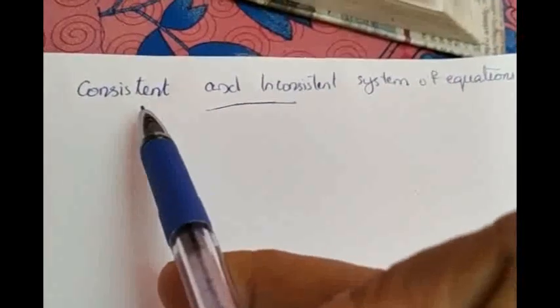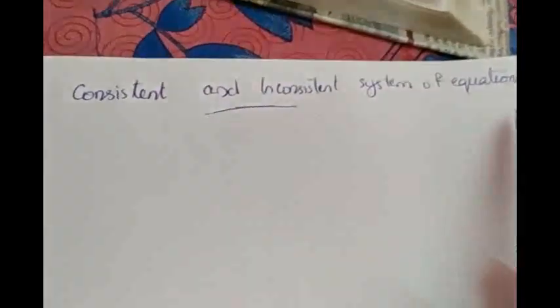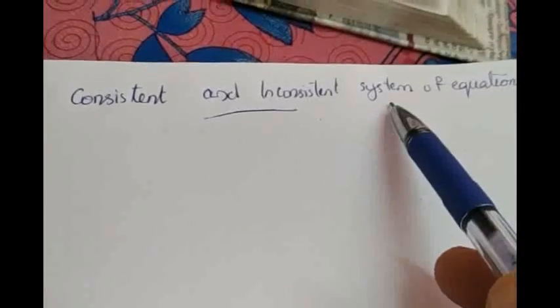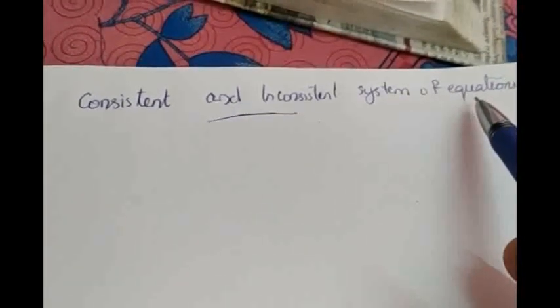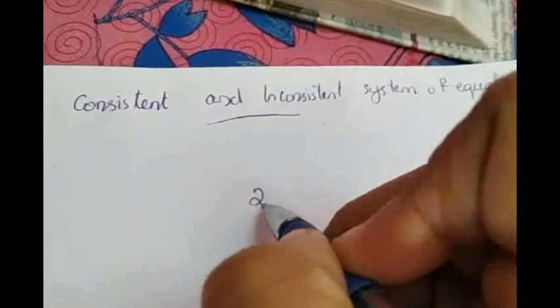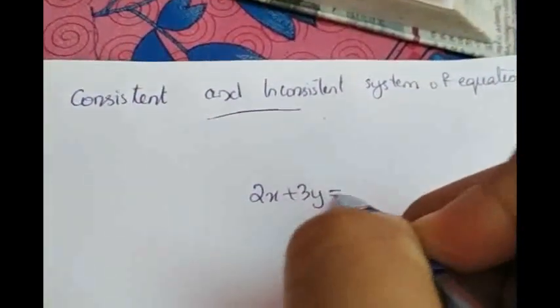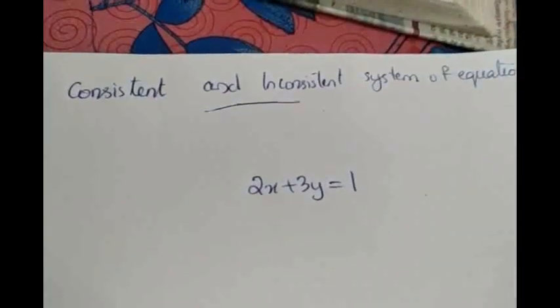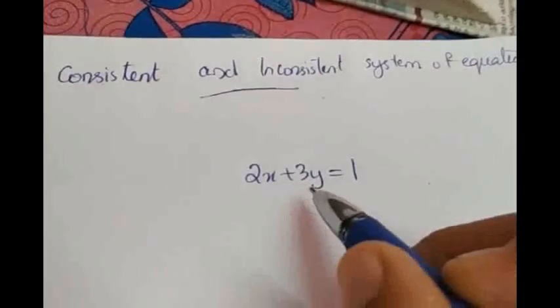So next we are going to deal with consistent and inconsistent system of equations. Are you familiar with the word system of equations? System of equations means there will be more than one equation. Suppose I am taking an equation 2x plus 3y is equal to 1. There is only one equation. How many variables are there? X and y, isn't it?